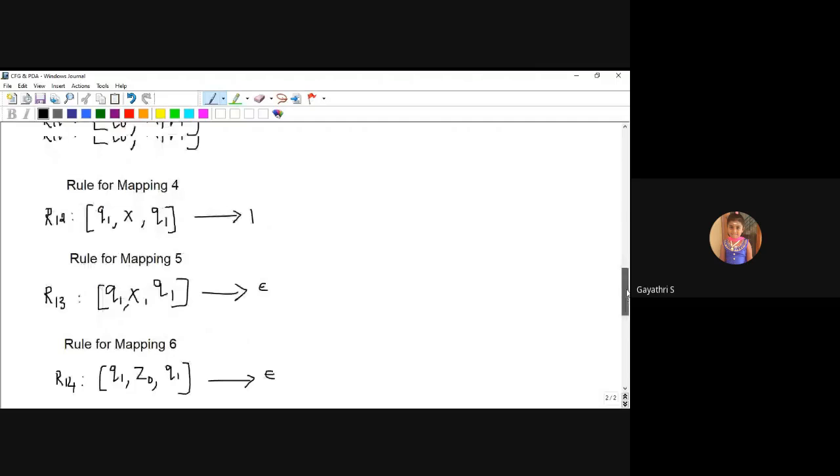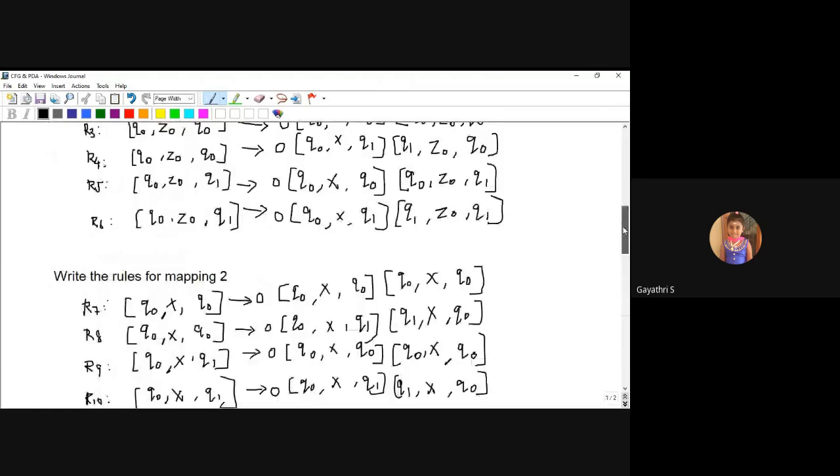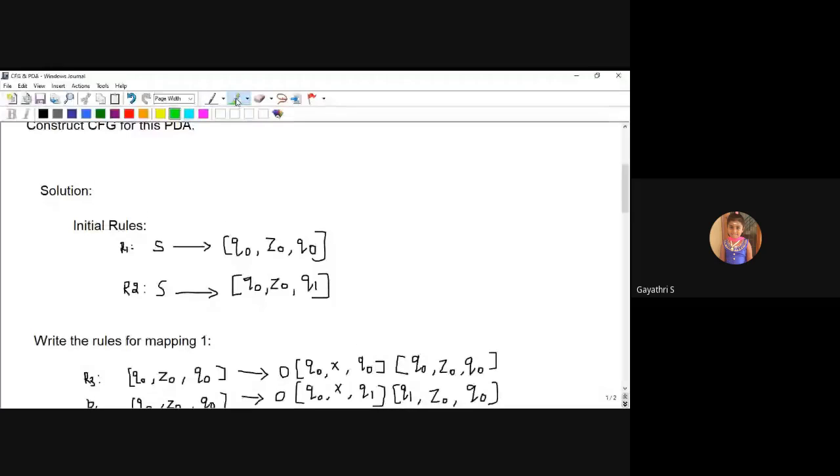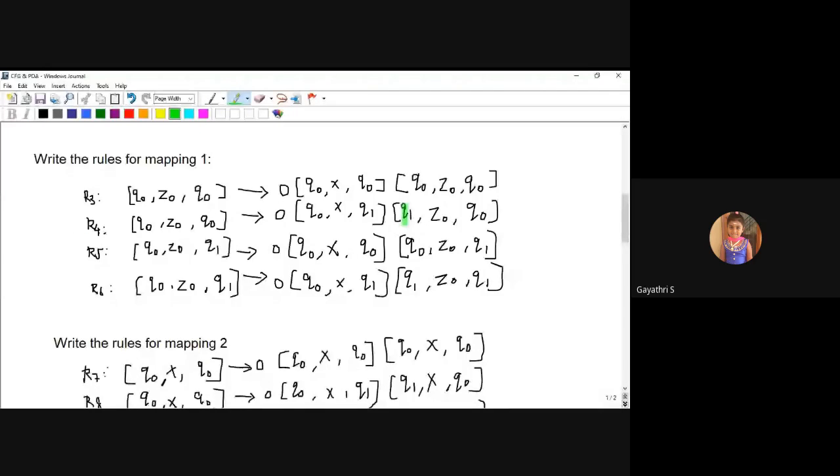See here, these are the right kind of productions. So check with the right kind of production. First, I will choose Q1, Q0. You will check, is there any production Q1 to Q0?